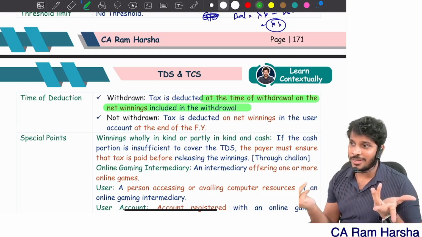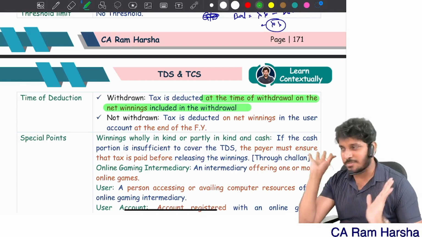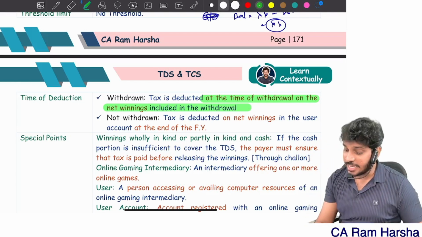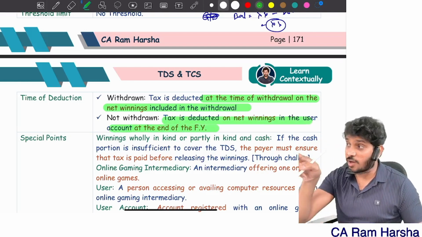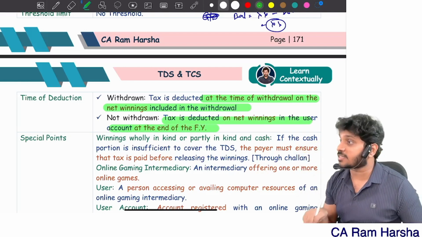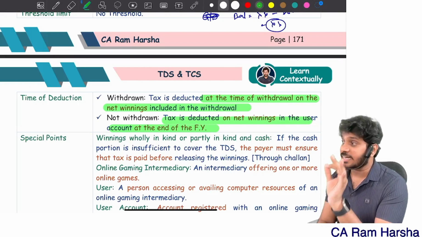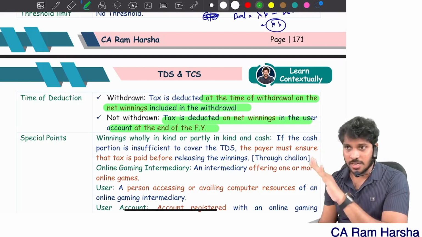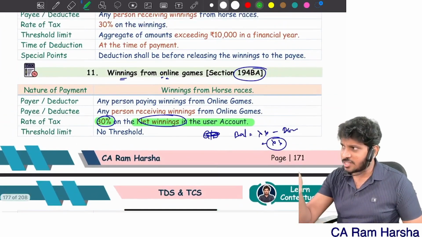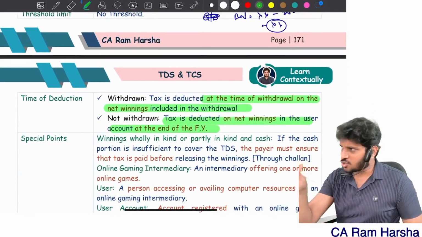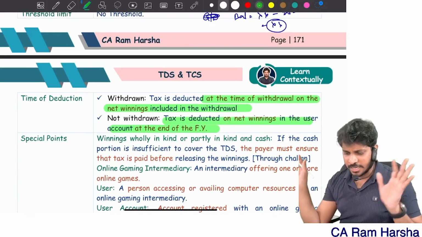Sir, during the year I am not withdrawing at all. I just keep that amount as it is. Then at year end, TDS will be deducted at the end of the financial year. In March they will deduct the TDS. If you didn't withdraw, on the winnings portion, 30% TDS will be deducted at the year end. Easy or not? Yes or no? There is no threshold limit here. There is no threshold limit. Winning amount 1,000, 30% TDS will apply.